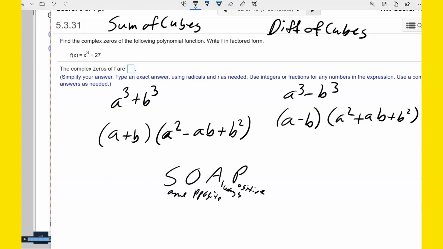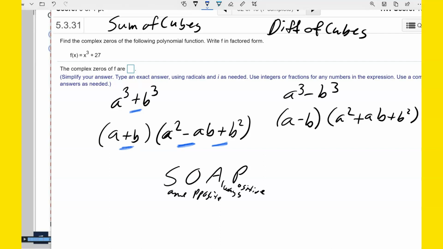What that means is that the first sign in the pattern is the same sign as the sign in your problem. Since this is positive, the next sign is going to be the opposite of what the first sign was. Since the first one was positive, this one's negative. And then the last one is always positive. So same, opposite, always positive.